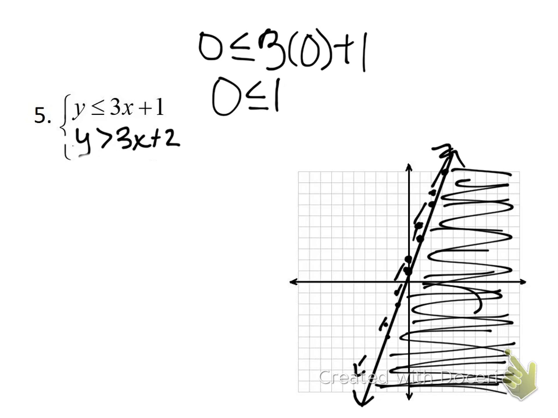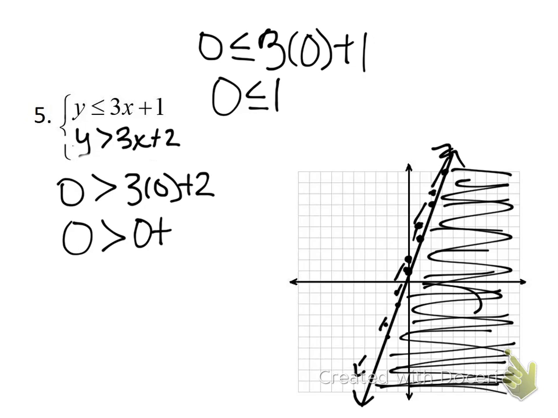What point do we want to test? 0 is greater than 3 times 0 plus 2. What's 3 times 0? 0. Is 0 greater than 0 plus 2? No. So am I going to shade above or below? Above.